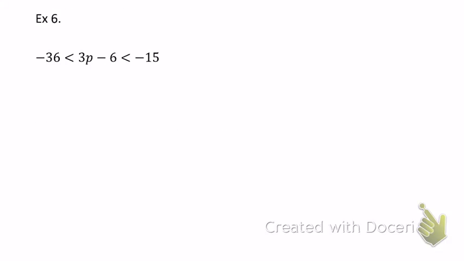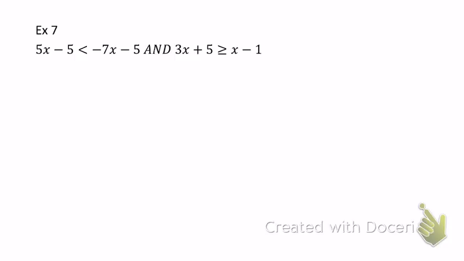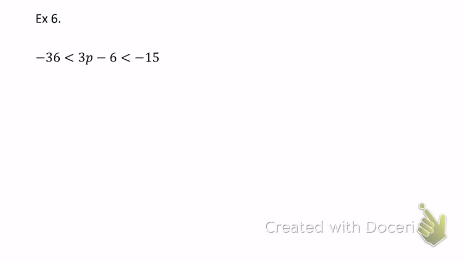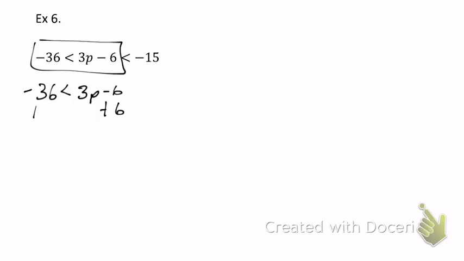Okay, next problem. Now this one's phrased a little bit differently. So we're going to take the equation and we're just going to split it in half. So what we do is our first problem, we have negative 36 is less than 3p minus 6. So we're going to take that equation and we're going to solve that. So I know I need to do plus 6 plus 6.